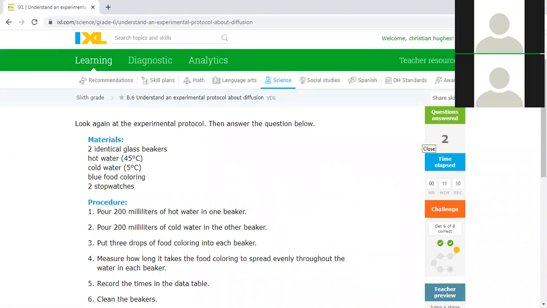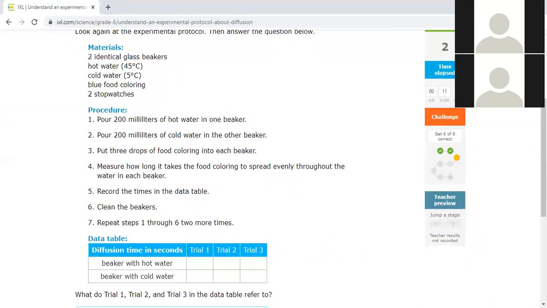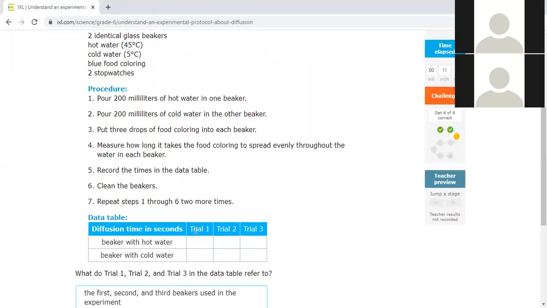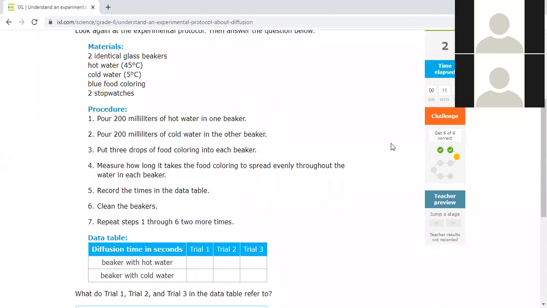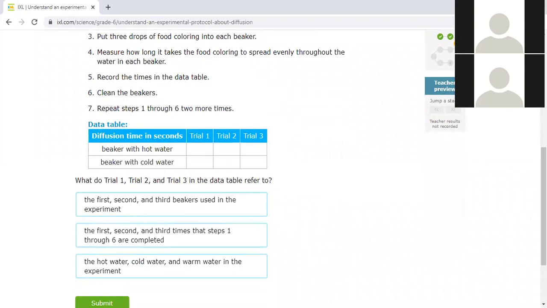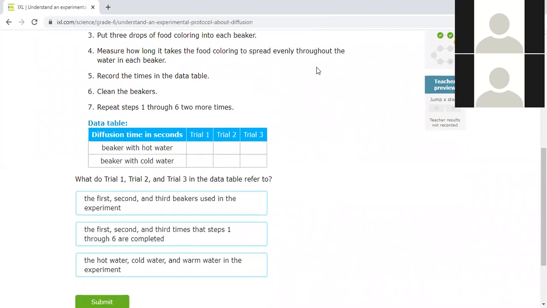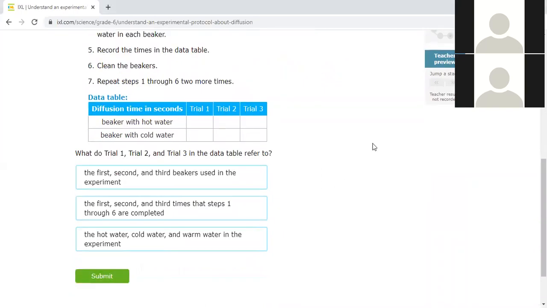I see what you're saying. It wanted to know how many times we were doing all of these steps. And if we look at our data table, we're doing it 3 times. The first time, then we clean the beaker and do it 2 more times and record it. So that's why the answer was 3. I know that sounds super confusing. All right, what do trial 1, 2, and 3 in the data table refer to? What do they refer to?